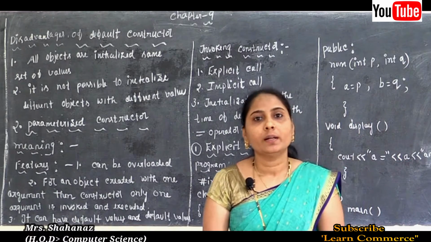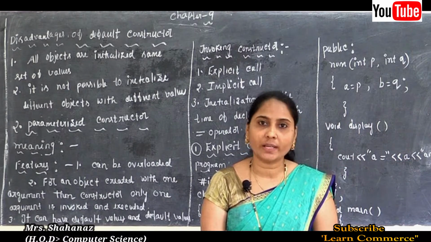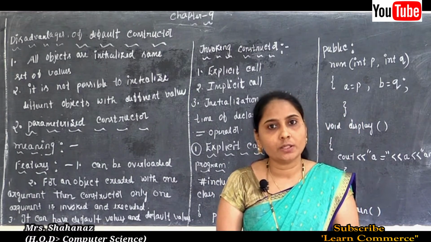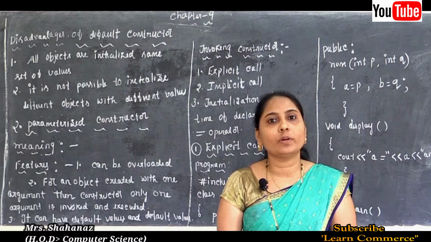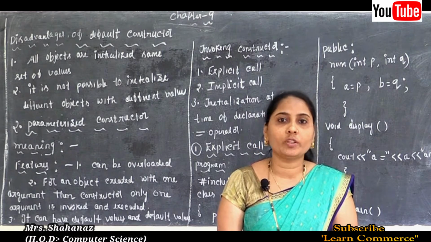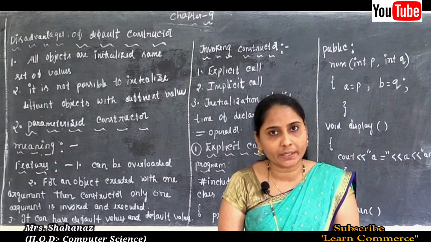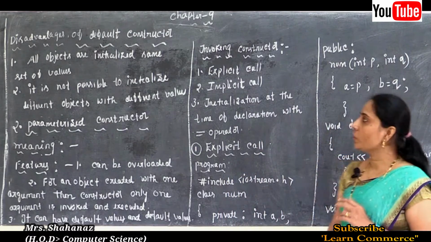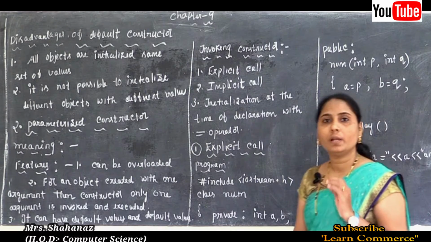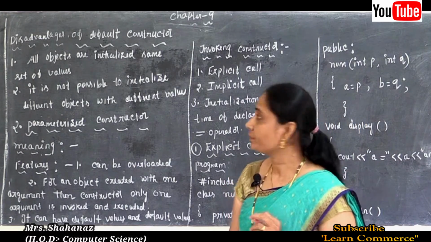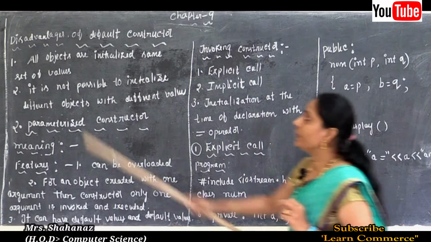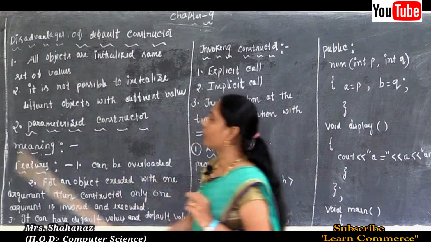Welcome to our second PU Computer Science online classes. In the last class we already learnt some examples of default constructor, with or without the scope resolution operator. In today's class I want to tell some last points about our default constructor. These are the disadvantages of the default constructor.